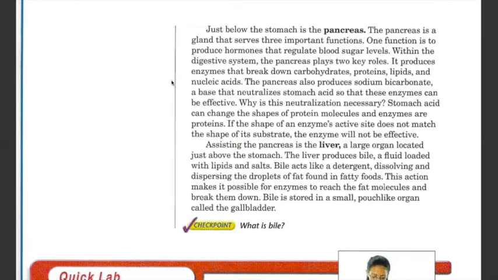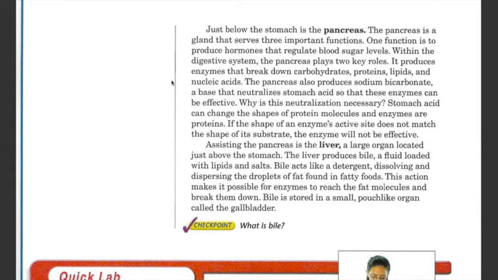Right? The pancreas also produces sodium bicarbonate, a base that neutralizes stomach acid so that these enzymes can be effective. Why is the neutralization necessary? Stomach acid can change the shape of protein molecules, and enzymes are proteins. If the shape of the enzyme's active site does not match the shape of the substrate, the enzyme will not be effective.